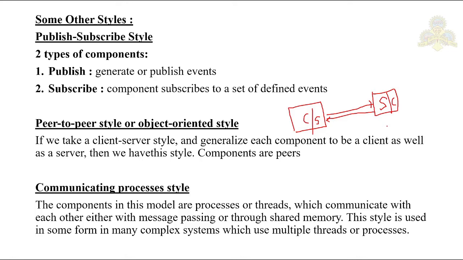The next one is communicating process style. This is the oldest model of distributed computing. The communicating process style tries to capture this model of computing. We call the components in this model threads or processes. These processes or threads communicate with each other with message passing or through shared memory. This style is used in some form in many complex systems which use multiple processes or threads.